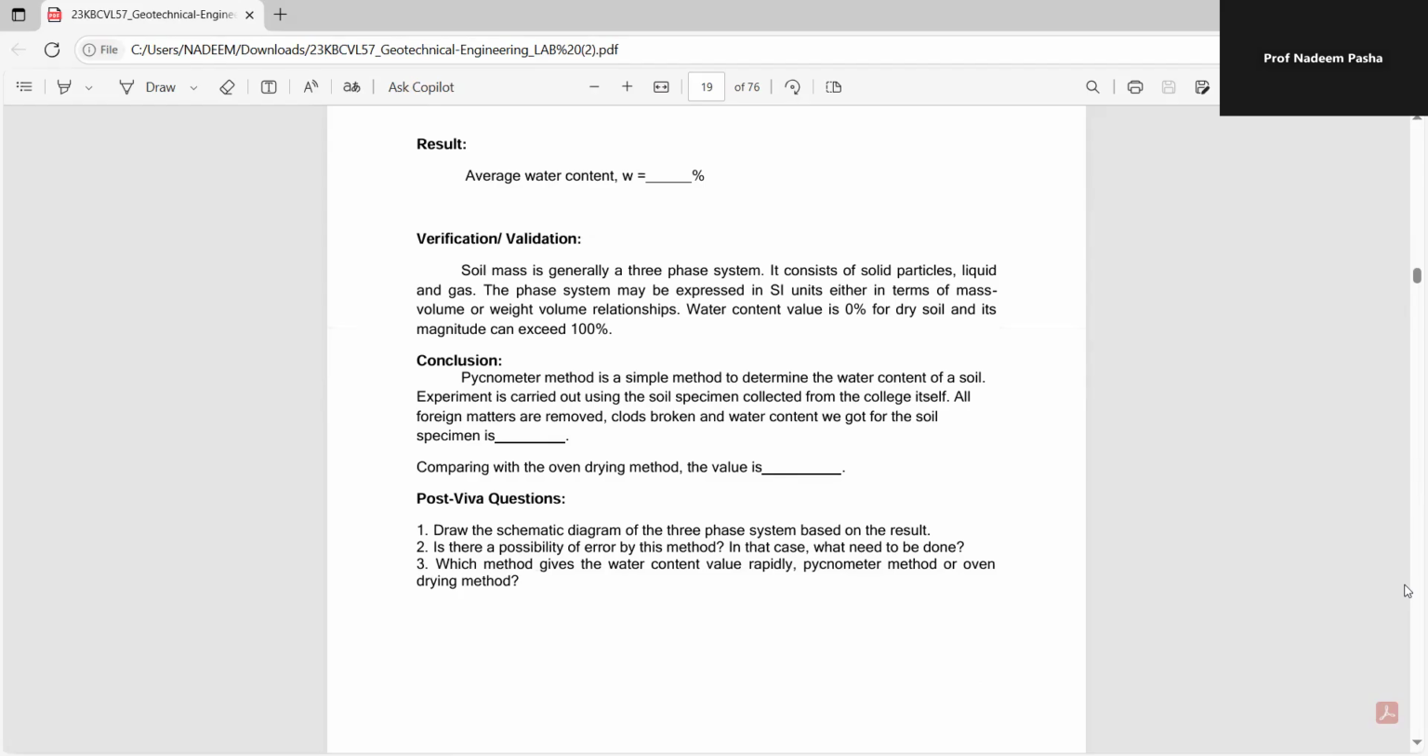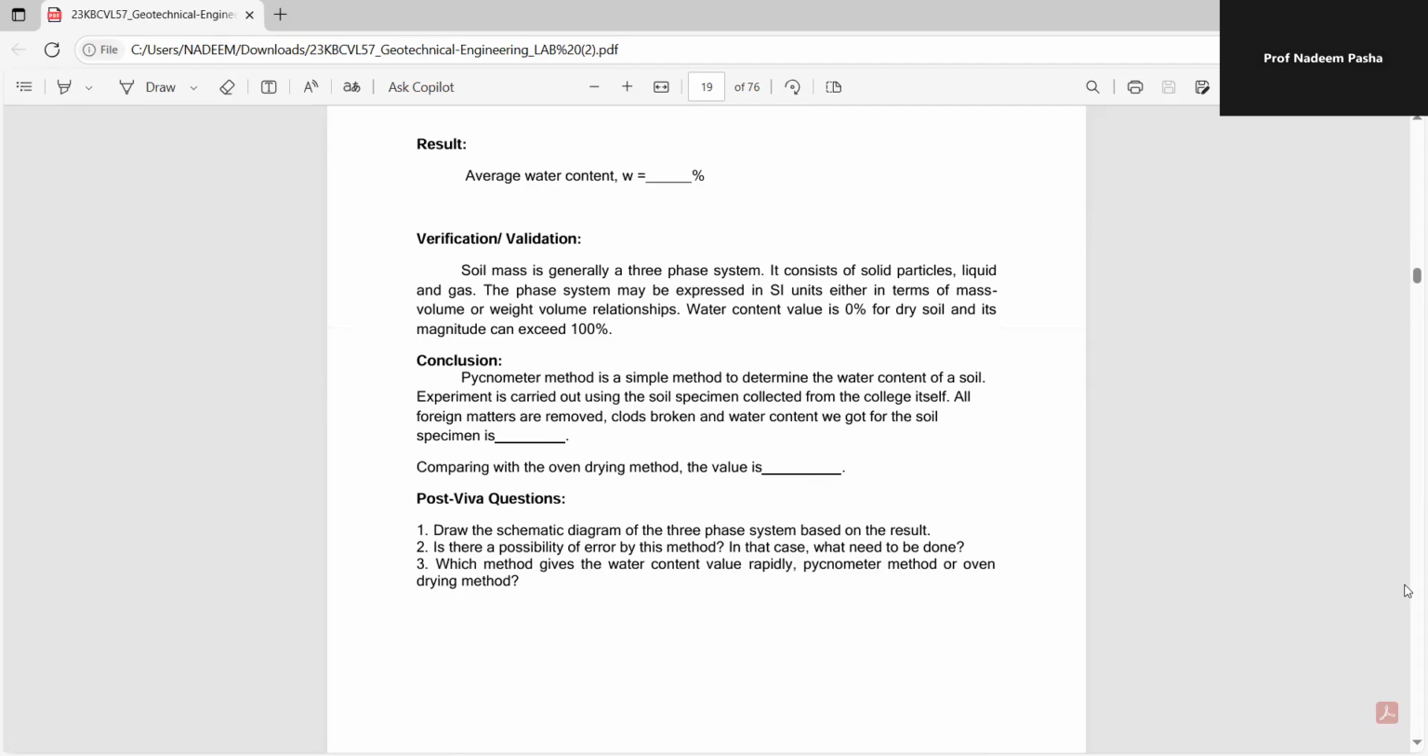So what is the conclusion? Pyknometer method is a simple method to determine the water content of soil. The experiment is carried out using the soil specimen collected from the college itself. All foreign matters are removed, clods broken, and water content determined. We compared the soil specimen with the oven drying method. Based on the result, you can draw the schematic diagram of the three-phase system.